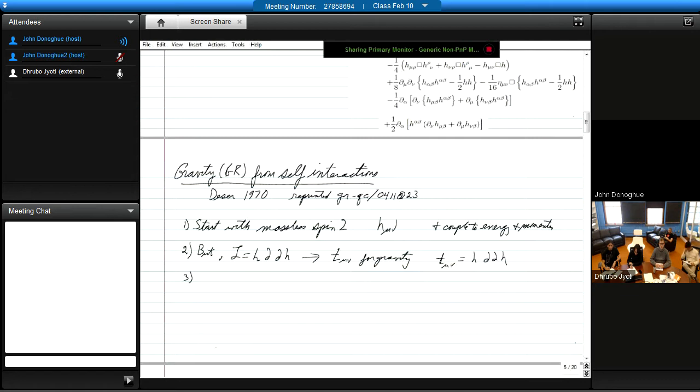Then you say, well, this coupling changes the Lagrangian. If this couples to H also, it changes the Lagrangian. There's a new term in the Lagrangian, which is H coupled up to H, two derivatives H. Okay, then four, this changes the Lagrangian.